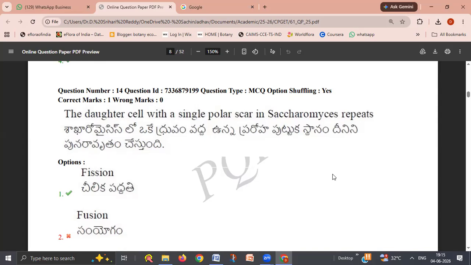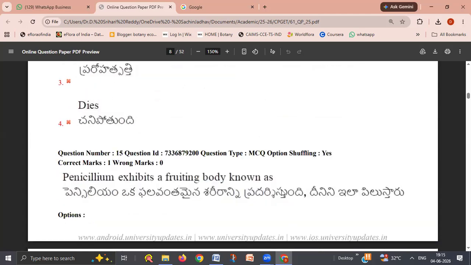Initially, it produces a small bud and gradually it increases in size. That is bud. But in case of fission, the mother cell undergoes equal division at the center. Immediately it undergoes a division at the center. That is called fission. But in case of budding, the cell really does not divide. It forms a small bud and it increases. So that is the difference between budding and fission. Here, the right answer is budding.